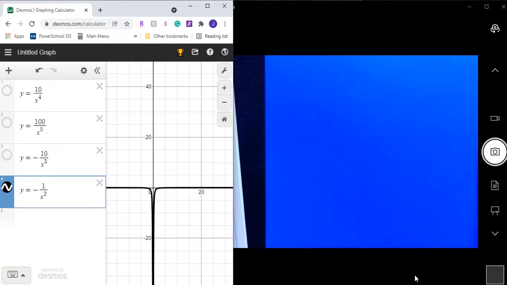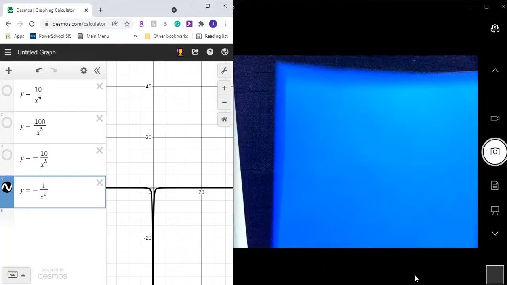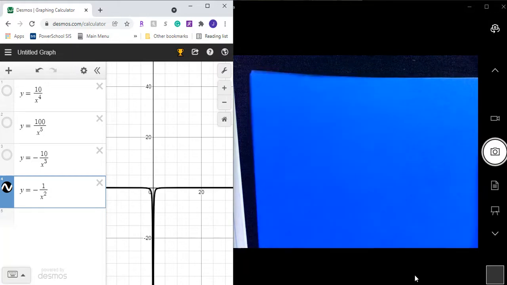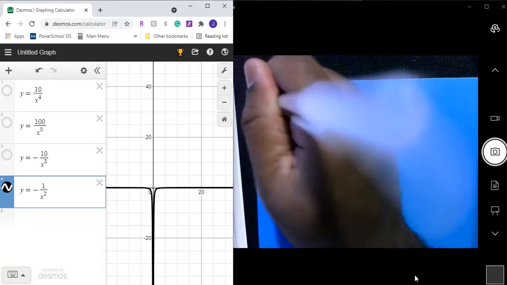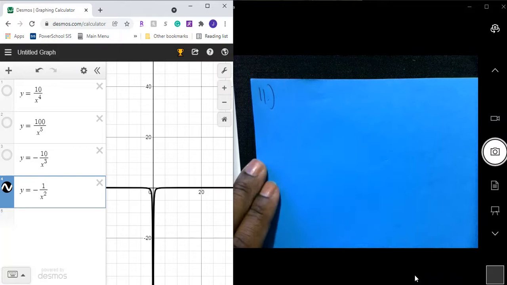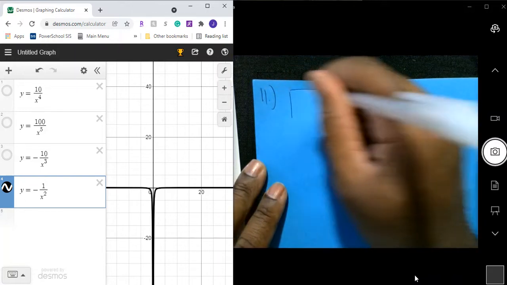Okay, so now we go to our final problem, which would be problem 11. And it's on the same page as problem 9, page 509. So with problem 11, we have a table here. Let me draw the table first.